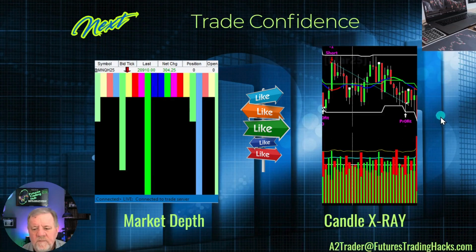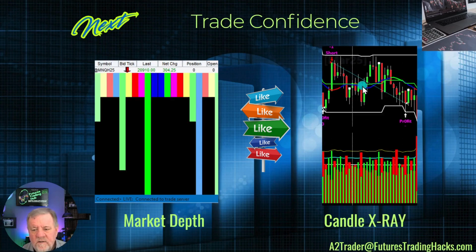Now, the candle X-ray is a proprietary indicator that I designed to help me understand what was happening inside the candles. You can see the candles build, but you don't know the volume that's taken place within that candle. So what I'm doing down here is looking at the volume of buyers versus sellers, the volume, not the number of price changes, which are ticks, which is what we see up here.